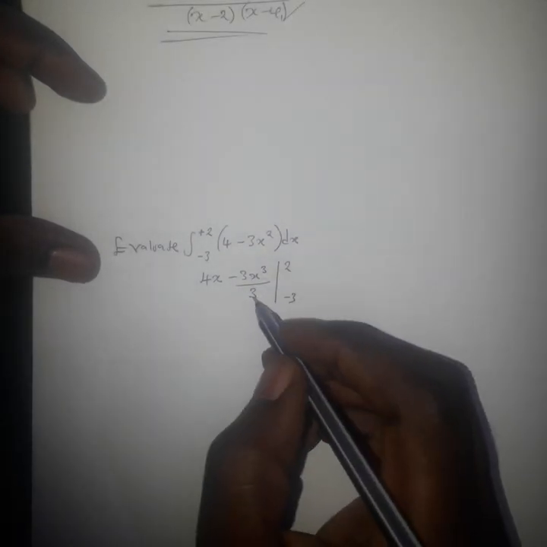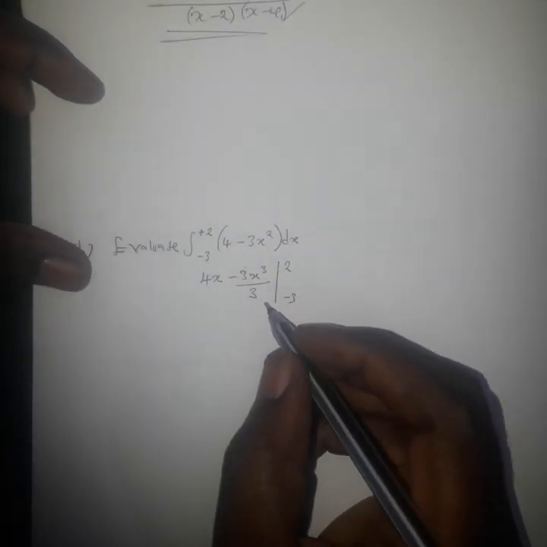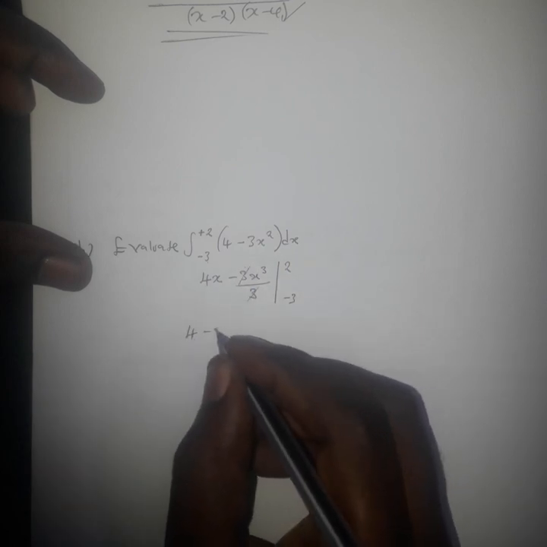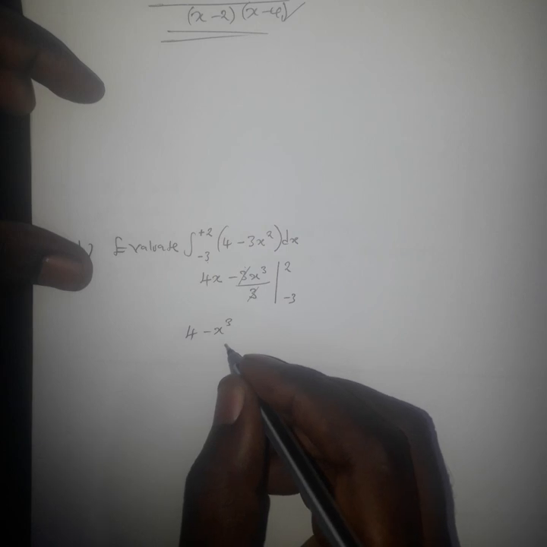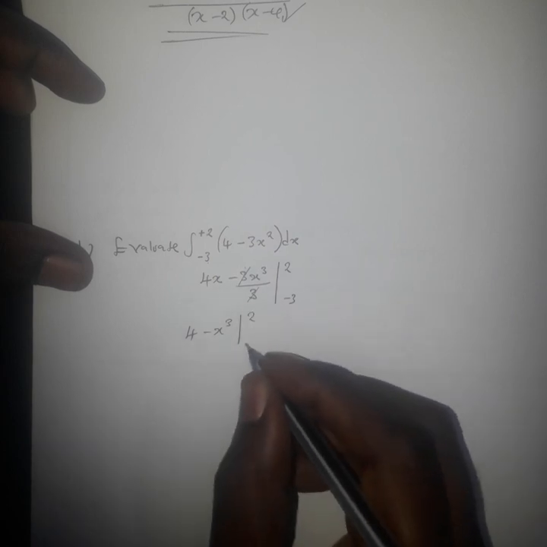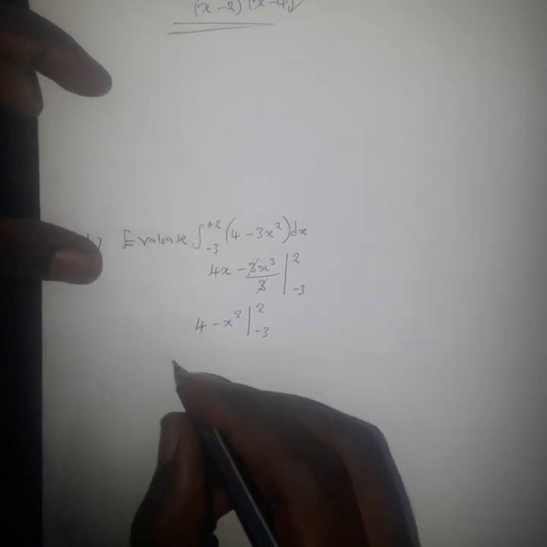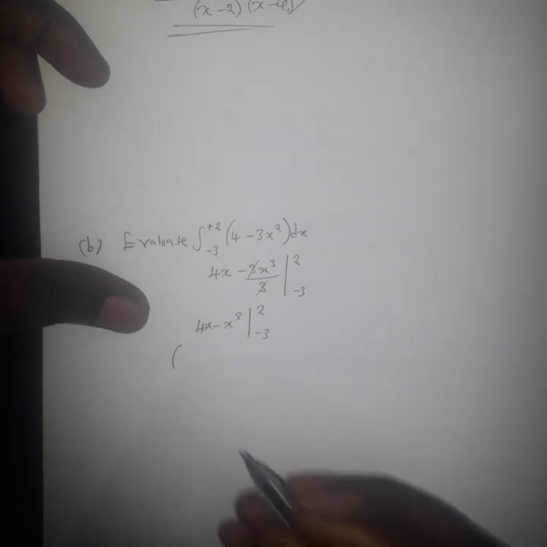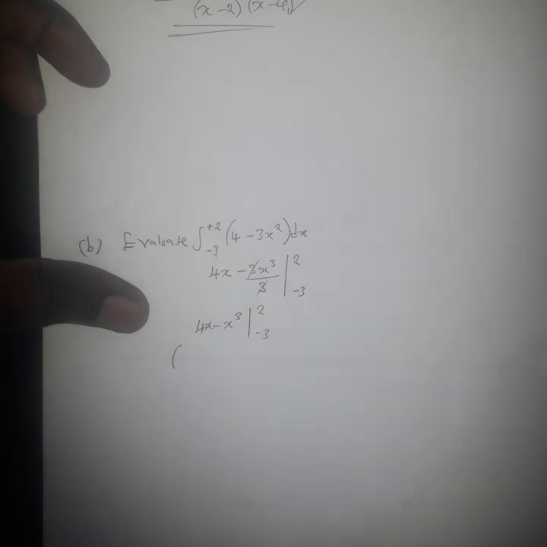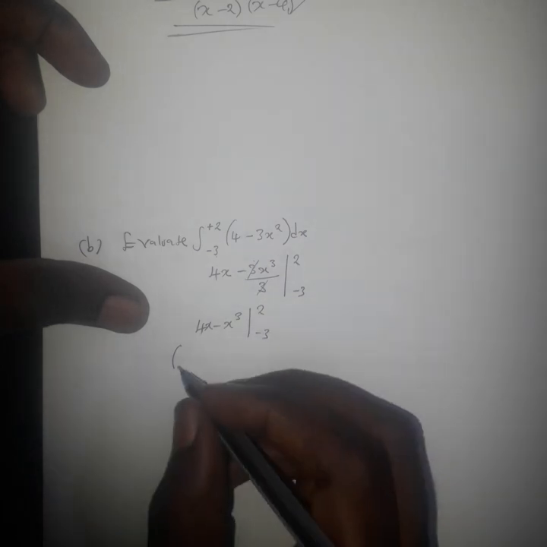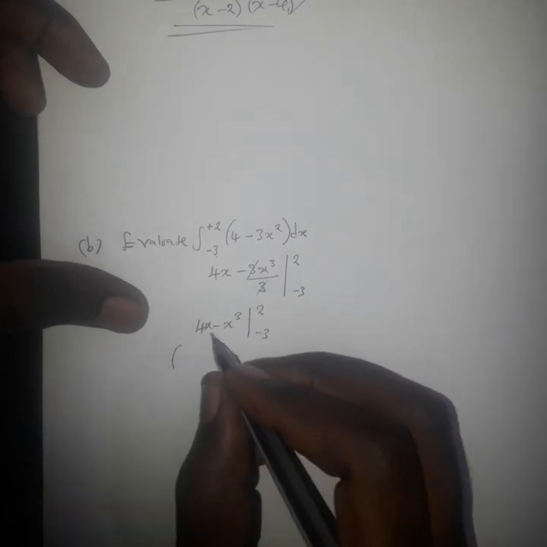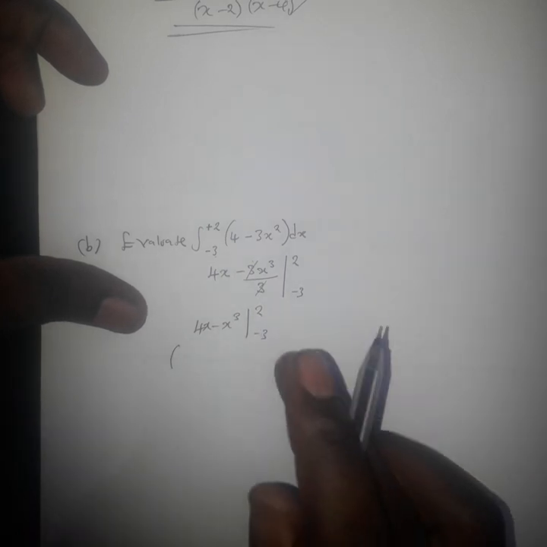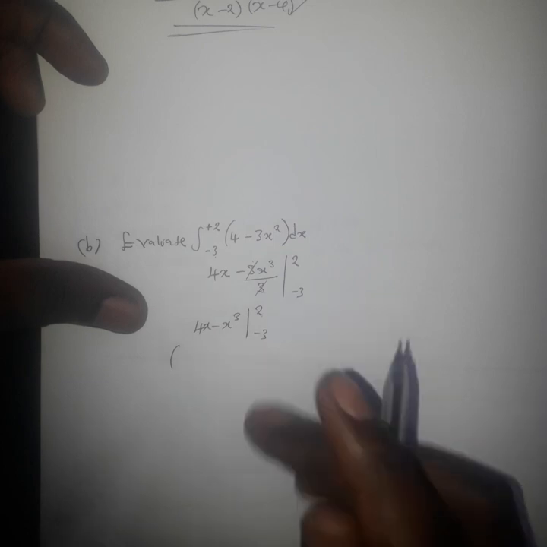So when we check what we have here, we can see that this and that can divide. We shall remain with 4x minus x cubed with the limit of 2 and negative 3. So this is supposed to be 4x. We can now substitute for the limits. The first one is 2, so where there is x, we substitute for 2, and then where there is again x, we shall do the same by substituting the negative 3.